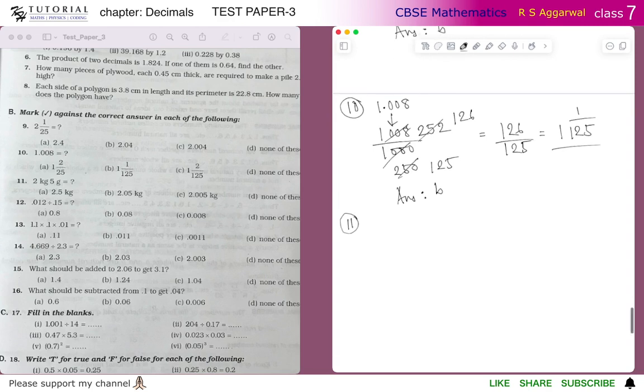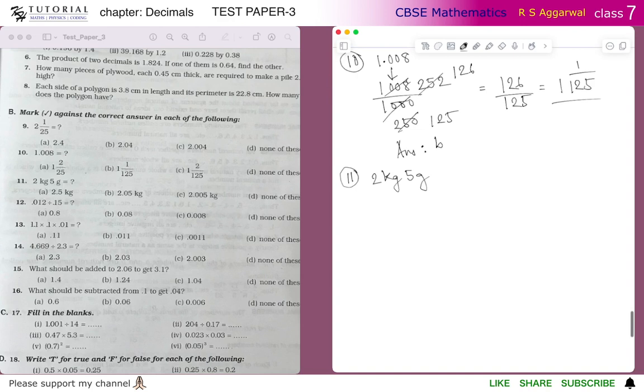Let's do problem number 11. It is asking 2 kg 5 gram is how many kilogram. Okay, we have to convert 2 kg 5 gram into kilogram. So this is 2 kg plus 5 gram. This is 2 kilogram plus 5 gram.